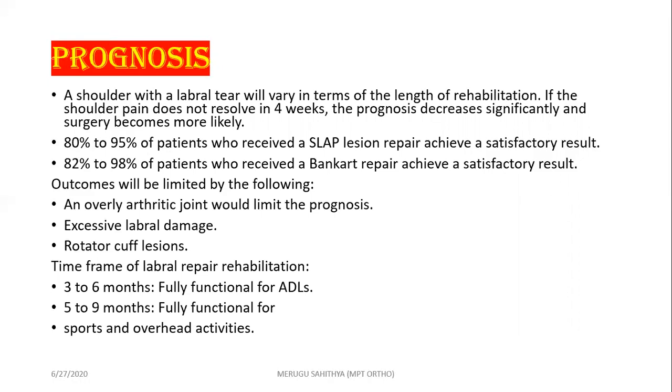Outcomes will be limited by the following factors. An overly arthritic joint would limit the prognosis, as would excessive labral damage and rotator cuff lesion involvement. The time frame of labral repair rehabilitation is 3 to 6 months to be fully functional for ADLs. For 5 to 9 months, the patient is fully functional for sports and overhead activities.